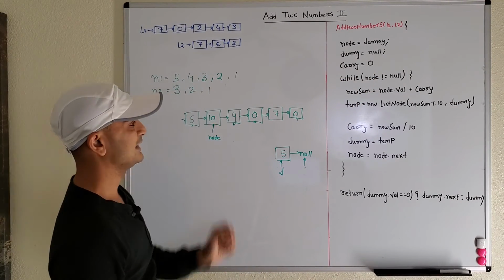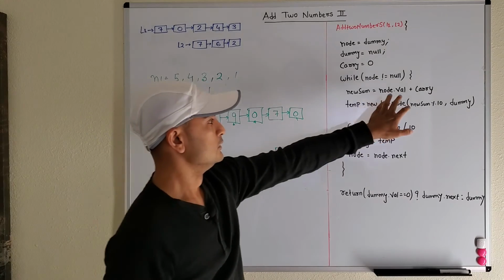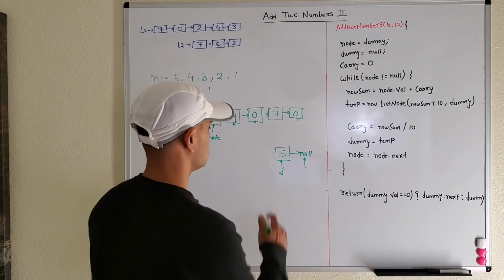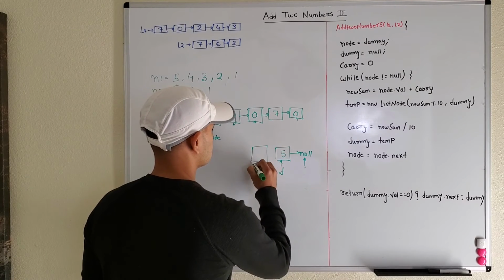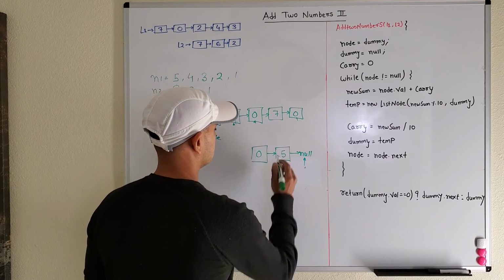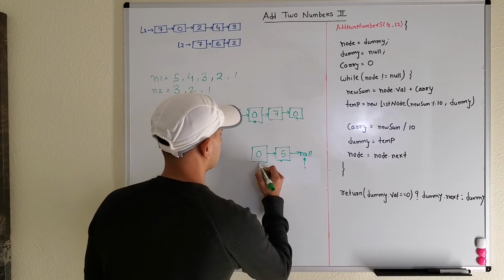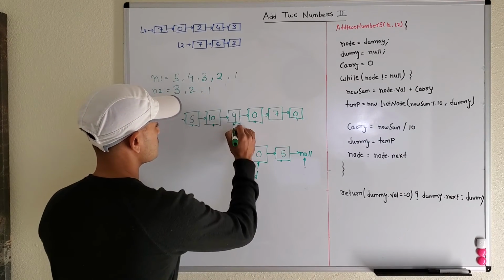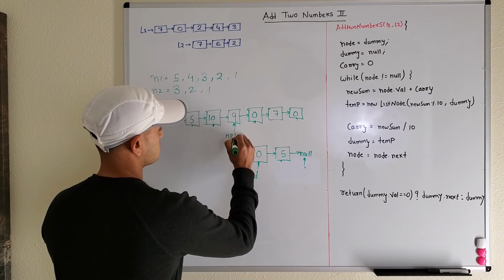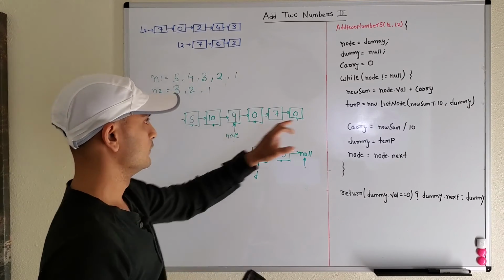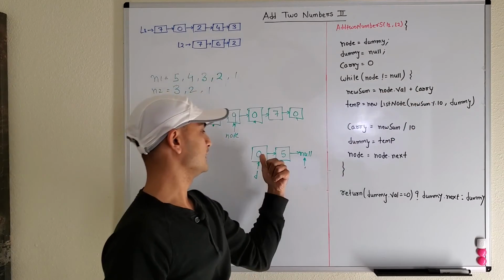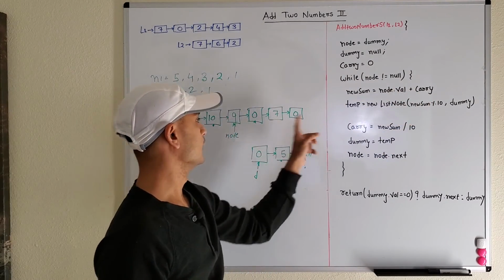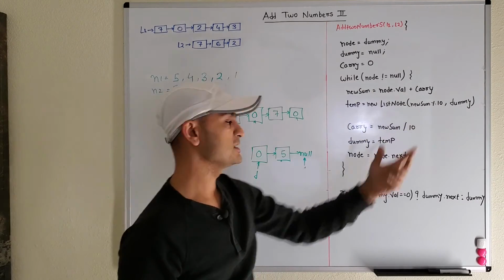So now we have 10. So our new sum would be 10, and new sum mod 10 would be 0. So we'll have 0 over here. Next will point to here, and dummy goes here, and node goes here. Now when we do 9 plus carry, remember we had 10, so our carry is 1. So 9 plus 1 is 10. So again, 10 mod 10 would be 0.